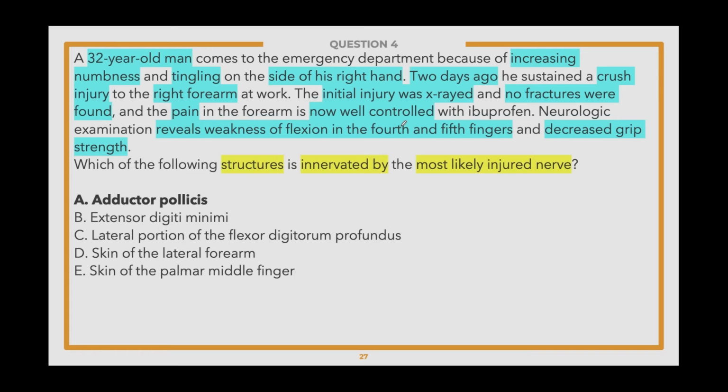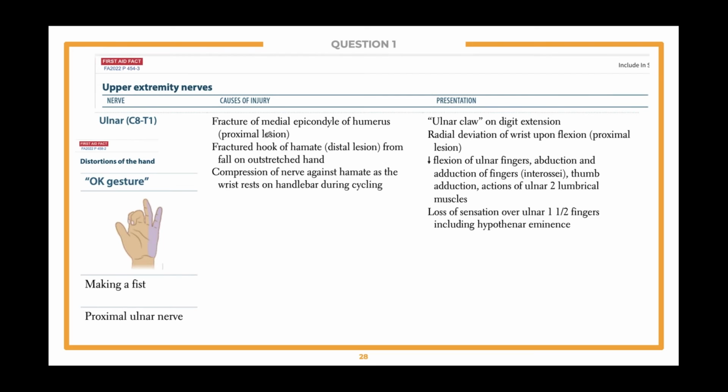So the important clues here, like we said, weakness of flexion in that fourth and fifth finger. So hopefully you guys are picking up that this is an injury to the ulnar nerve, okay? Because flexion of those distal joints is done by the flexor digitorum profundus, specifically the medial part of that, and that attaches to the fourth and fifth digits, okay? So let's take a look at the next slide, and we'll see some important tables from our MSK section.